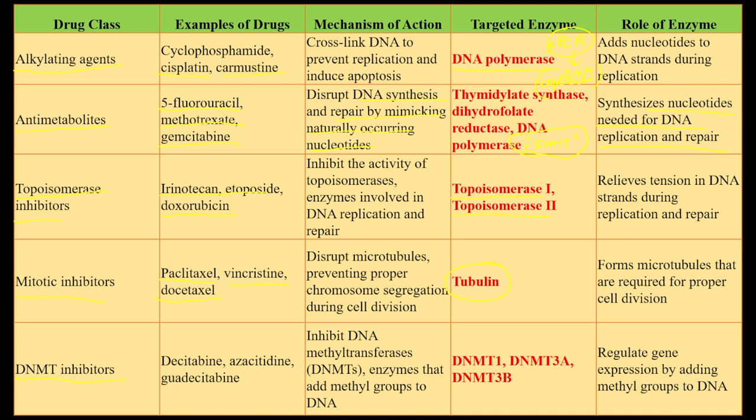Then we have DNMT inhibitors. So the DNMT inhibitors are going to inhibit the DNA methyltransferase enzyme that adds the methyl group to the DNA, and the enzymes are DNMT1, DNMT3A, DNMT3B. And it regulates the gene expression by adding the methyl group to the DNA.